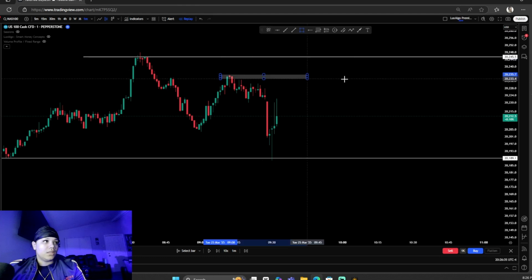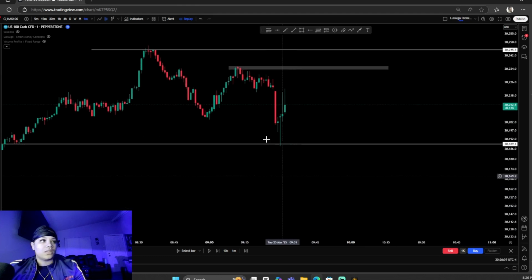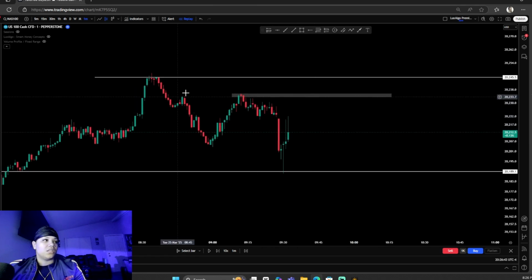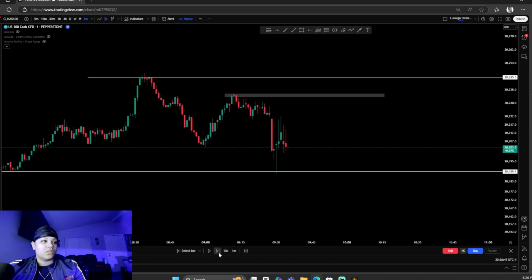So ideally, if price wanted to continue to downtrend, I wouldn't want to see price break this structured level, because if it does, then that's just letting me know that price wants to push up. So let's see what price does.